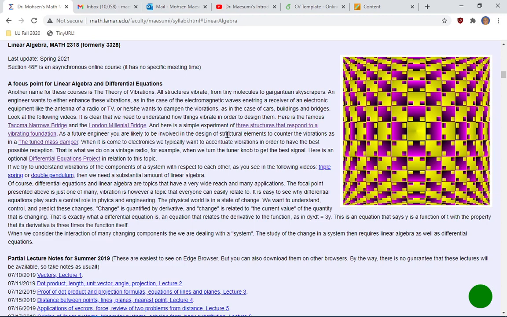So next video we are going to take a look at three structures that respond to a vibrating foundation. It's going to show a phenomenon that actually later on I can ask you to do in a project if you wish to have a project for a class. Let's see what this one is about.